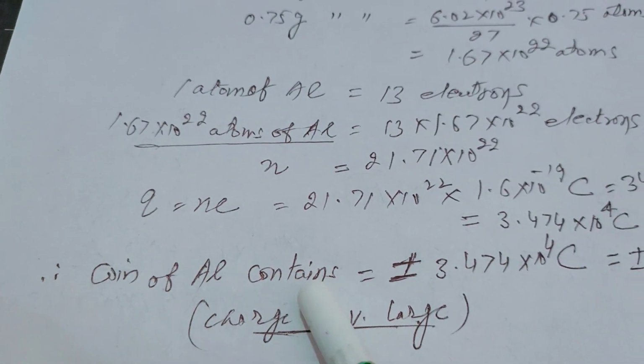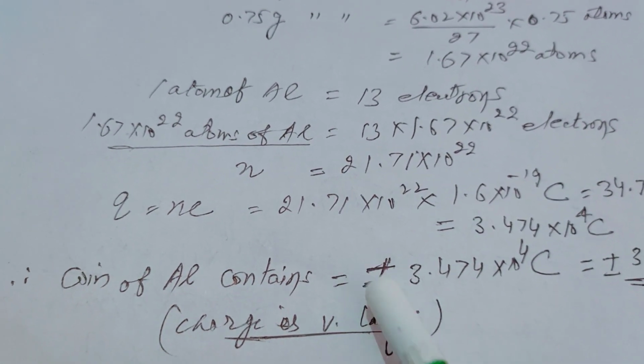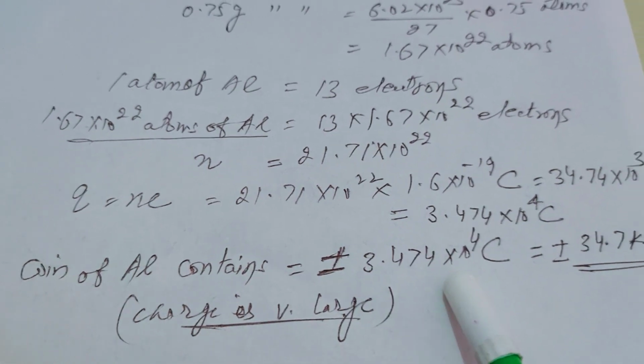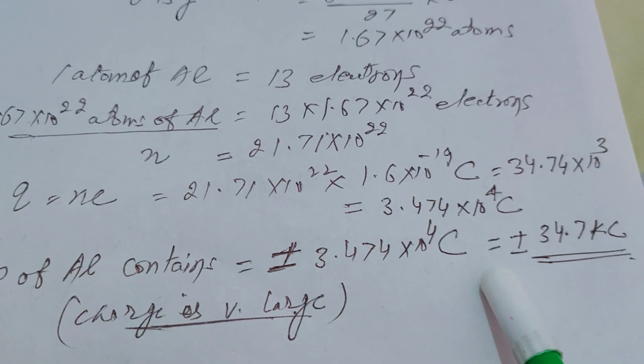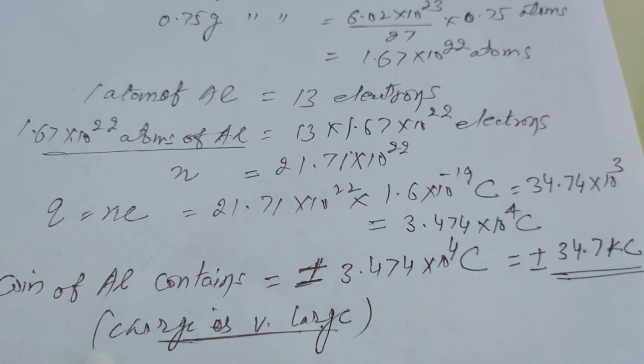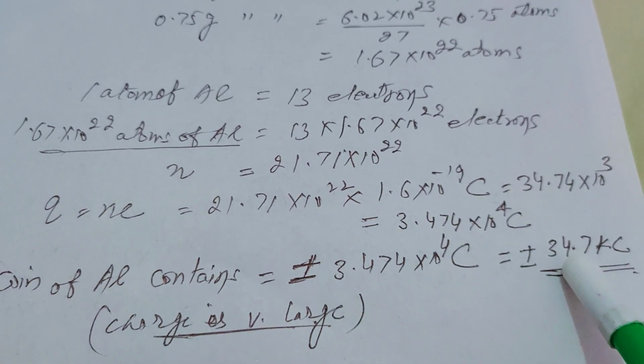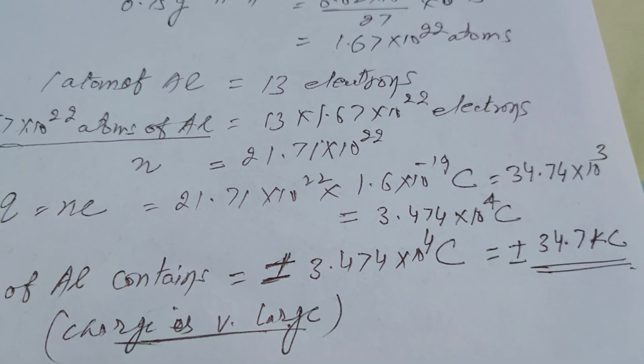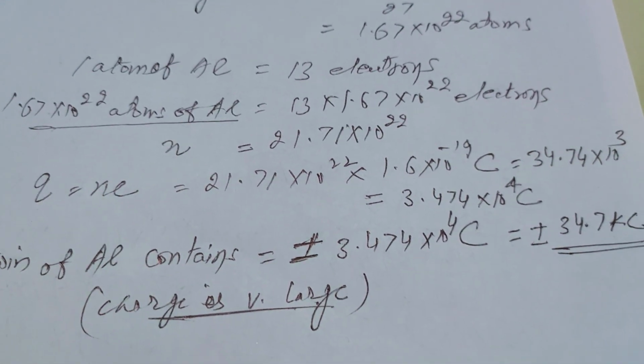Therefore, the coin of aluminium contains positive or negative charge. I have written it in kilocoulombs. And what is the conclusion? That this charge is very large, 34.7 kilocoulomb, which is very large. So this was question number first.